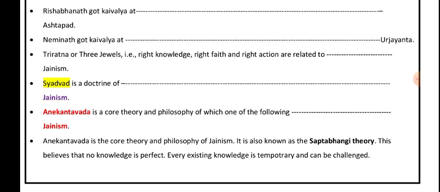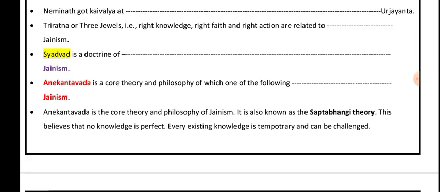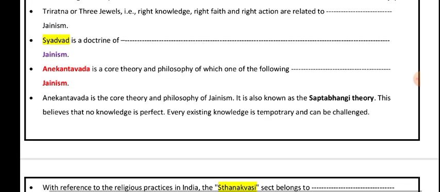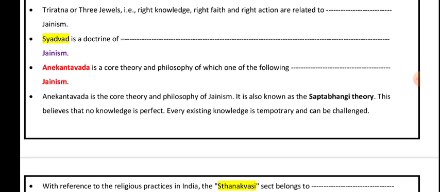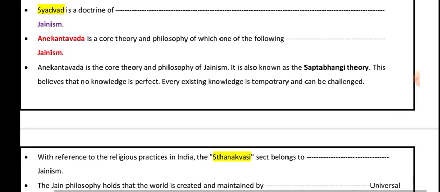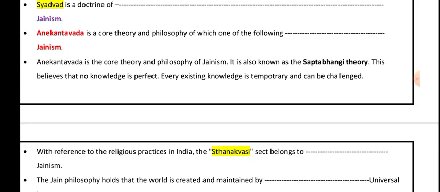Rishabnath got Kaivalya at Ashtapad. Neminath got Kaivalya at Urjayanta. Triratna, or three jewels: right knowledge, right faith, right action are related to Jainism. Syadvad is a doctrine of Jainism.